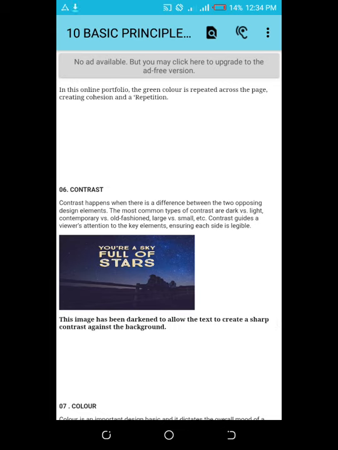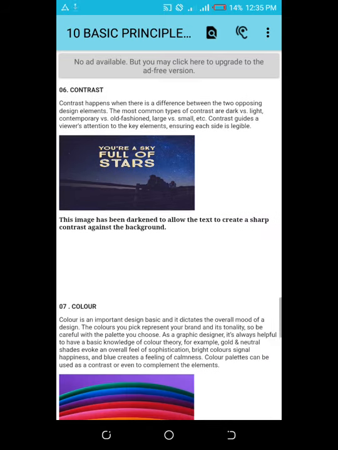It must also have contrast. Contrast is a way of visibility, with two opposing elements. It must have contrast. The image has been darkened to allow the text to create a sharp contrast against the background.